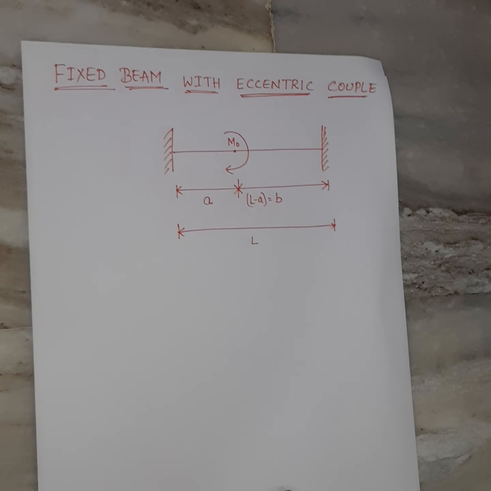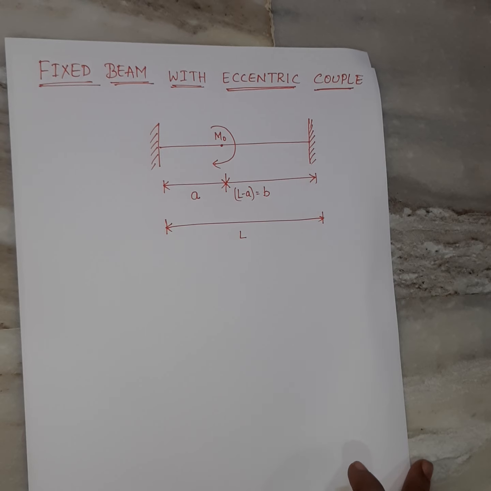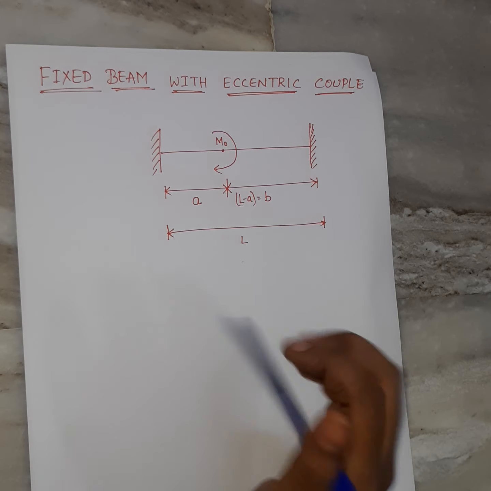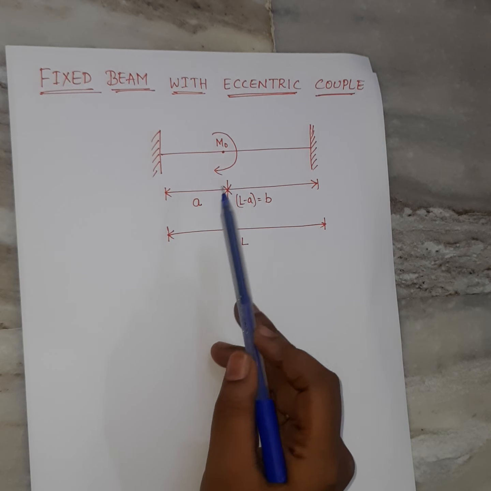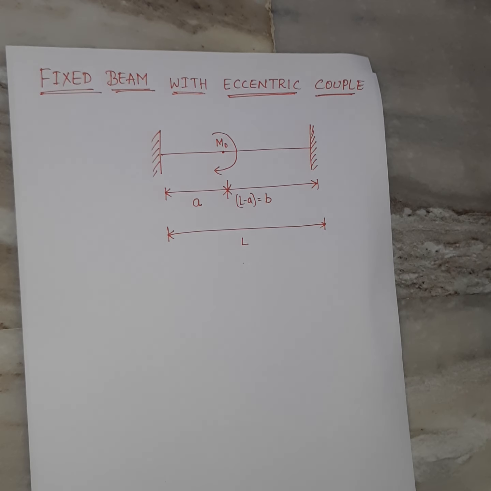In today's video I want to discuss the fixed beam with eccentric couple. See here, this is my fixed beam. The couple is acting with some eccentricity. That means it is not acting at an equal distance.